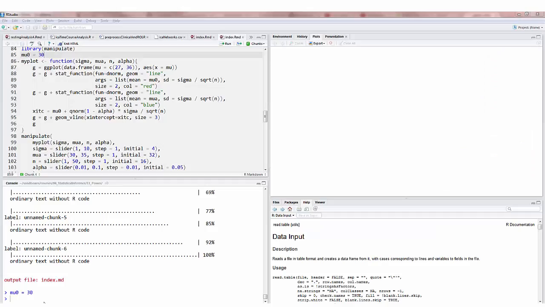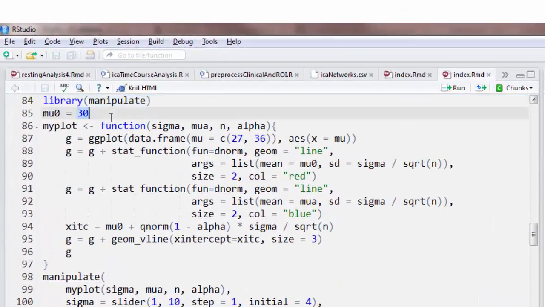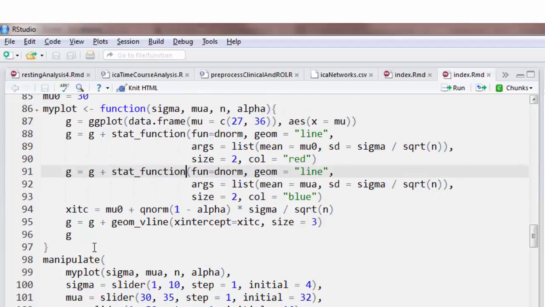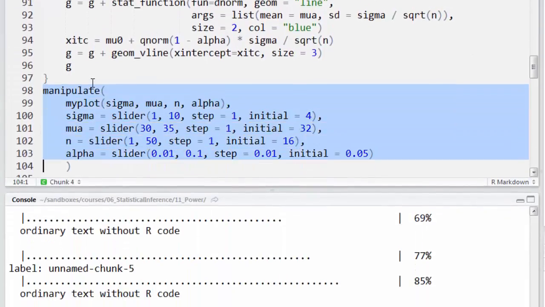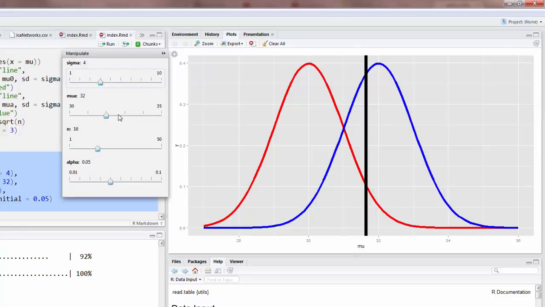Let's use RStudio's manipulate function to evaluate power as it relates to the two normal densities. So here I'm going to do library manipulate, then I'm going to define mu naught to be 30. Then I'm going to define a plotting function that depends on the population standard deviation, the mean under the alternative, the sample size, and the type 1 error rate. Then it does ggplot. So then it's going to execute that plot, but it's going to give me a slider so that I can vary all of these parameters.